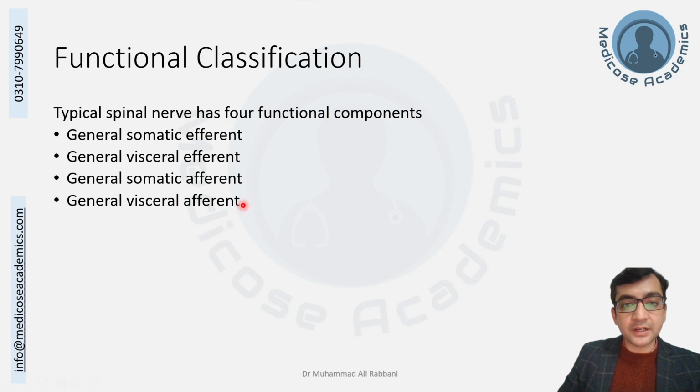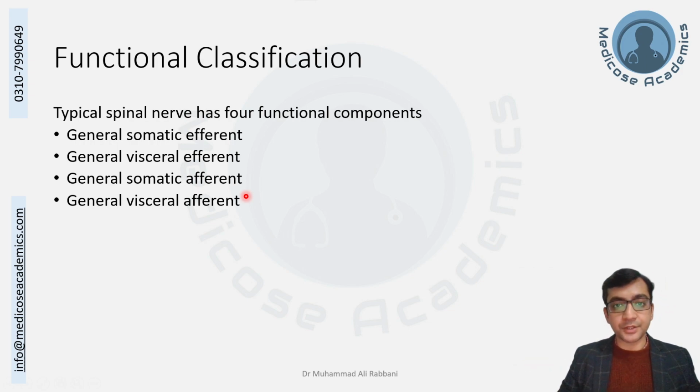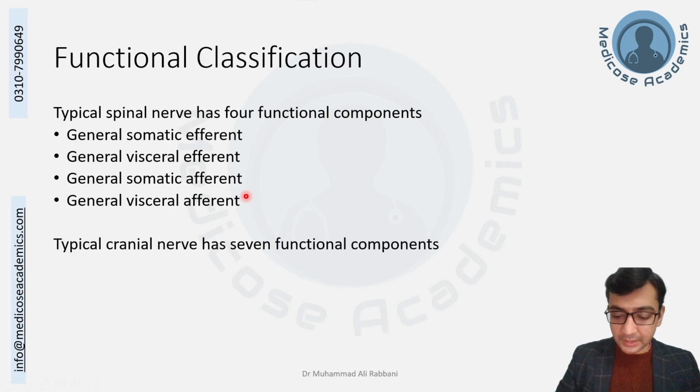And general visceral afferent. These are the sensations from the viscera that are ultimately reaching the central nervous system through spinal nerves. Again, we talked about the bladder distension information, the stomach distension filling information, the blood pressure information, the blood chemical composition information. Those are all general visceral afferent fibers that are carrying that information.